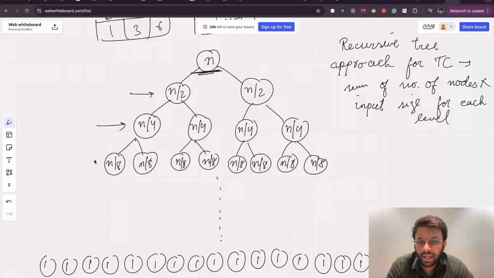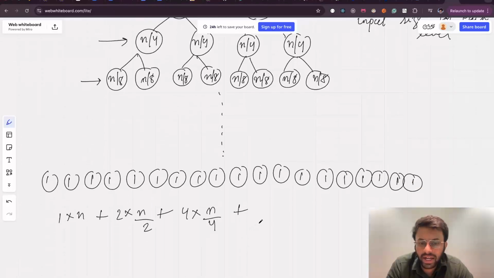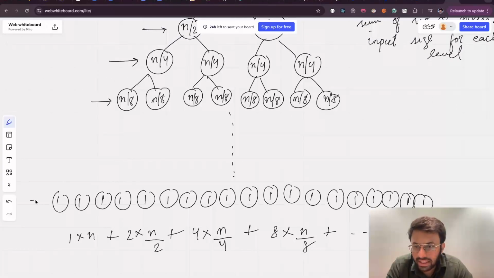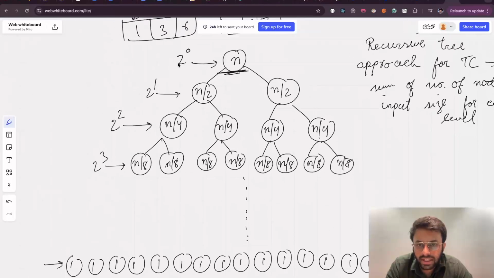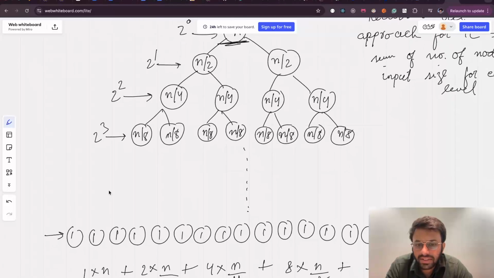Plus here the number of nodes is 8 and the input size is n by 8. And this sum continues till this level, where the number of nodes is 2 power 0 here, 2 power 1 here, 2 power 2 here, 2 power 3 here. So suppose this is the 0th level, this is the first level, second level, third level. Like this there are k levels.